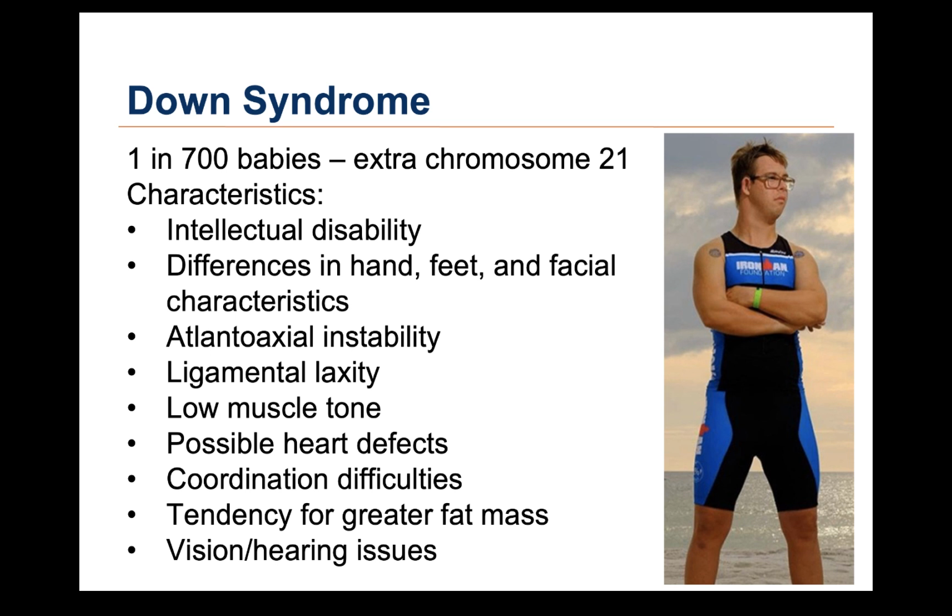It's very common to get prenatal genetic testing in order to identify Down syndrome or other trisomies that affect other chromosomes and may cause developmental disabilities if the mother has an advanced maternal age, which means pregnant after the age of 35. The characteristics of Down syndrome include intellectual disability as one of the hallmark features, but also differences in the hands, feet, and facial characteristics.